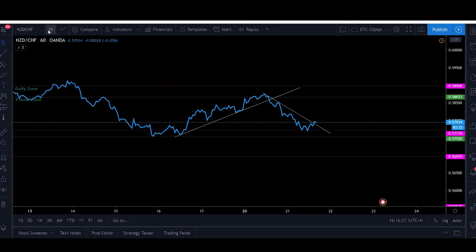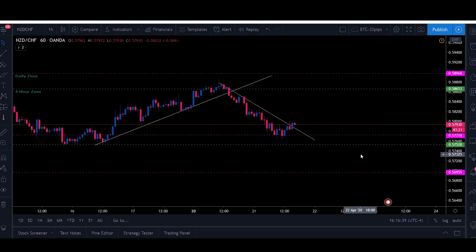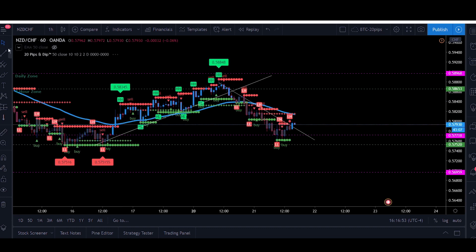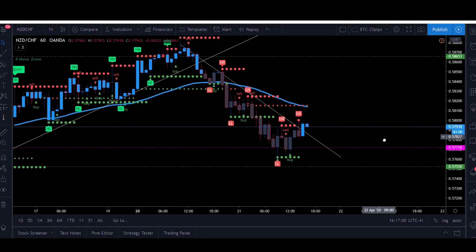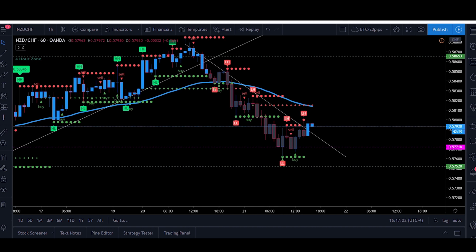Then you look and see if you are at support or resistance. You look at how many times price has hit your level. Is there a candlestick formation? Turn on your indicator. Is there a signal? How easy is that, guys?